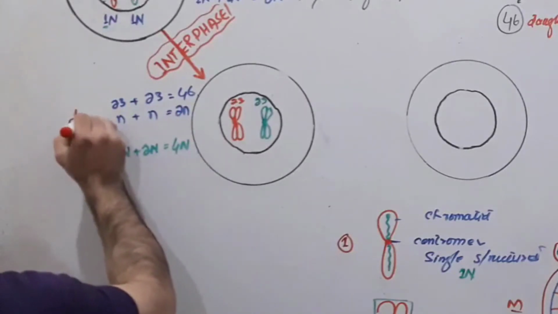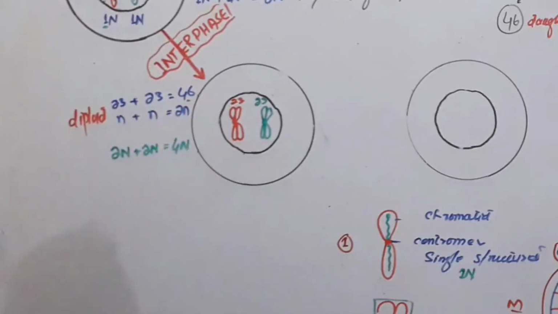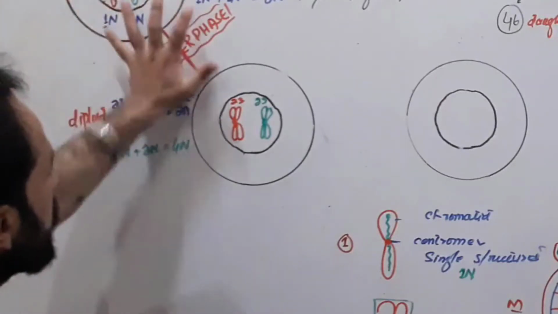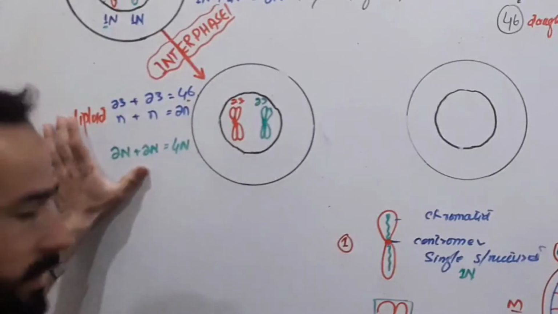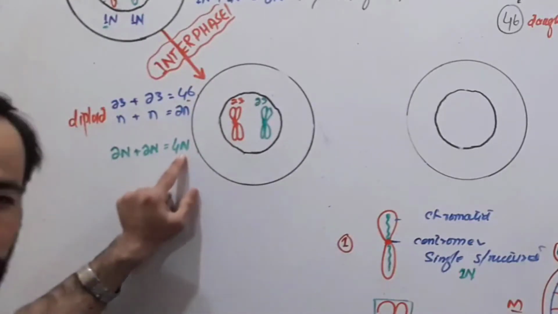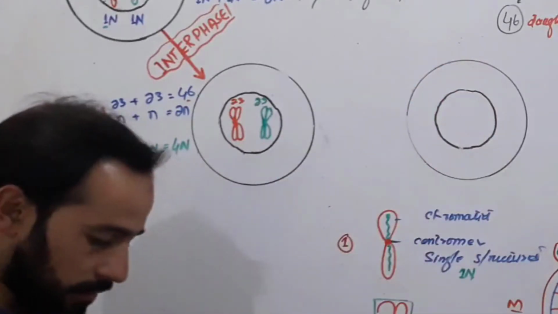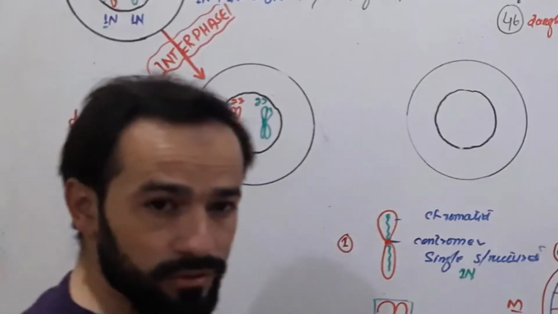You can see here, it is a diploid cell. Why? Because it has 46 chromosomes. So whenever the cell comes out of the interphase, it has what detail? I told you here. Just the amount of DNA has been replicated. Now let us begin our real story of the mitosis.